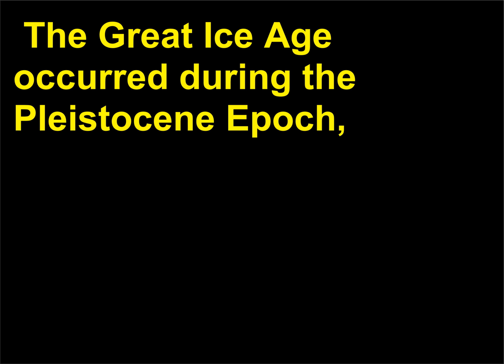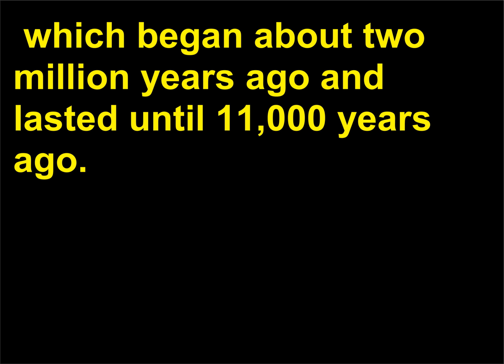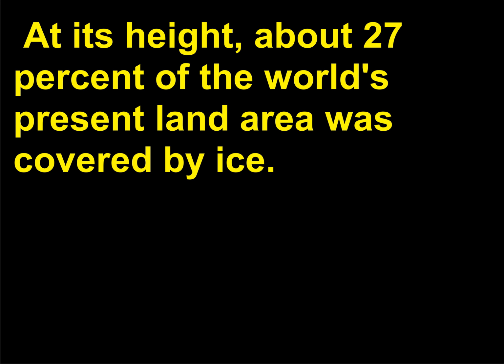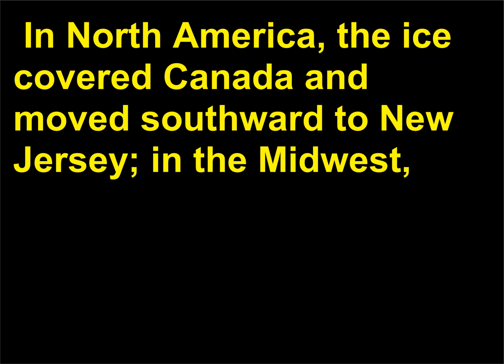The Great Ice Age occurred during the Pleistocene epoch, which began about 2 million years ago and lasted until 11,000 years ago. At its height, about 27% of the world's present land area was covered by ice. In North America, the ice covered Canada and moved southward to New Jersey, in the Midwest.